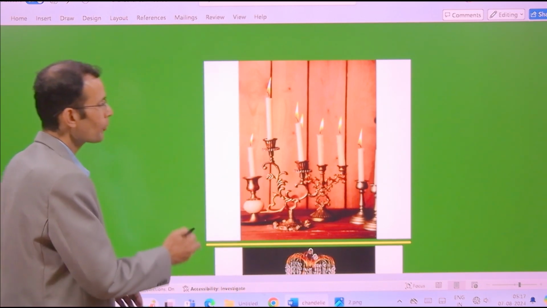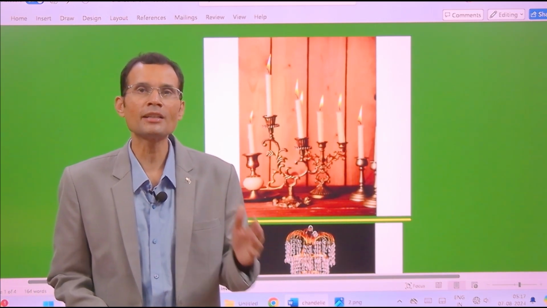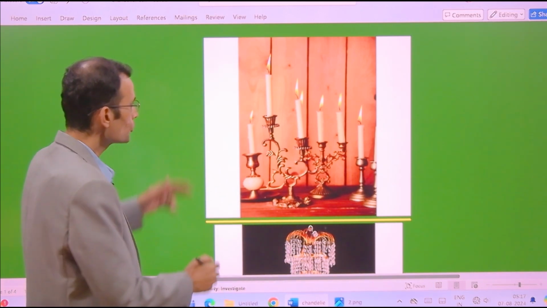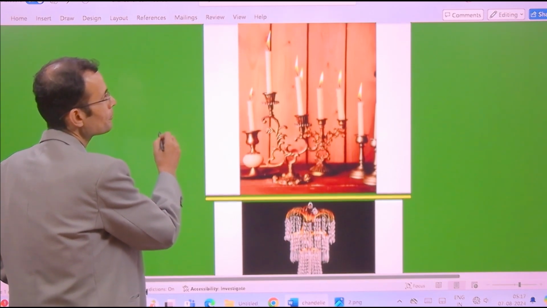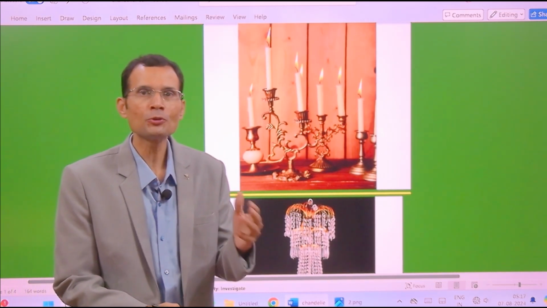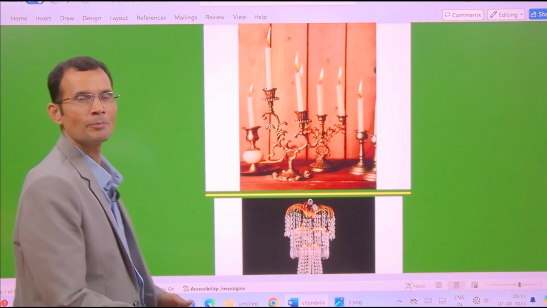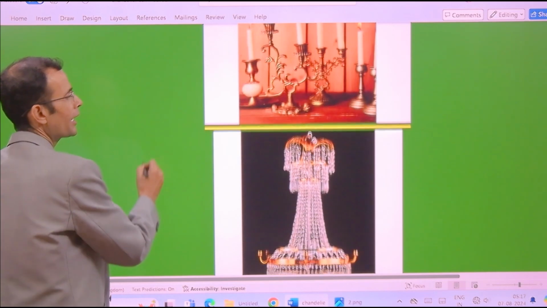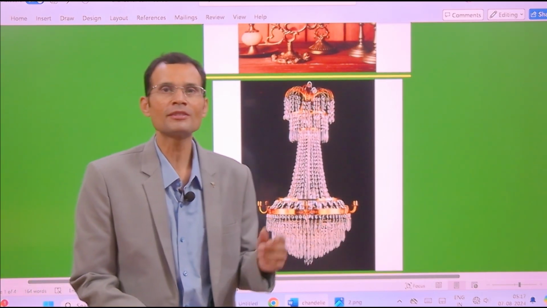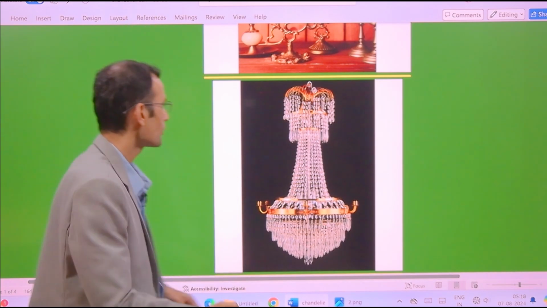You can see these objects here, and if you have watched the horror movies from 80s and 90s, these two were the constant features in those movies. These props were often used by the characters in the horror movies. There is a candelabrum with multiple candle holders, and there is a chandelier. You will often see in those movies a chandelier hanging on the ceiling.